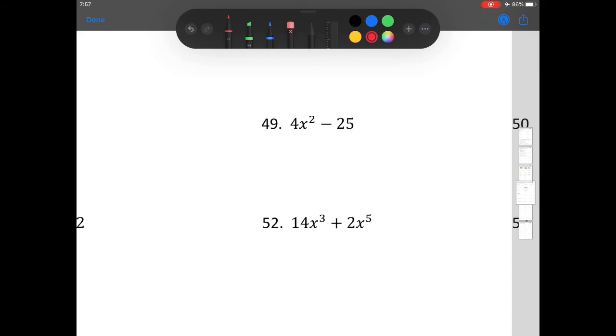Are they all perfect squares? 4 is, x squared is, 25 is. Is there a minus sign? Yes. So it is DOTS. Set up two parentheses, one with the plus, one with the minus. And now take the square root of the first one. So it'll be what? 2x and 5. Again, check. Can you factor any of them further? No, not really. So that's what it is.